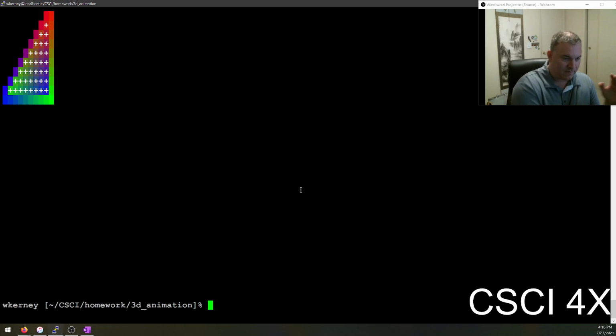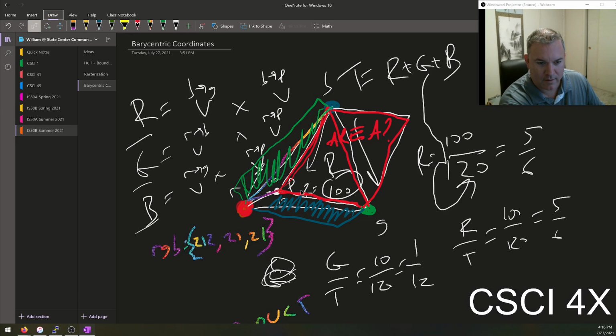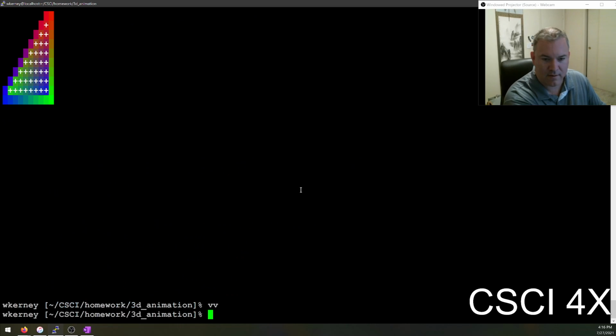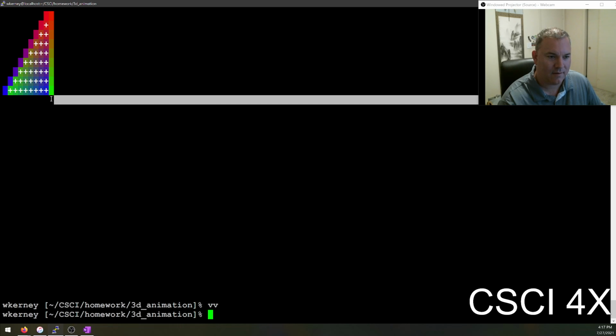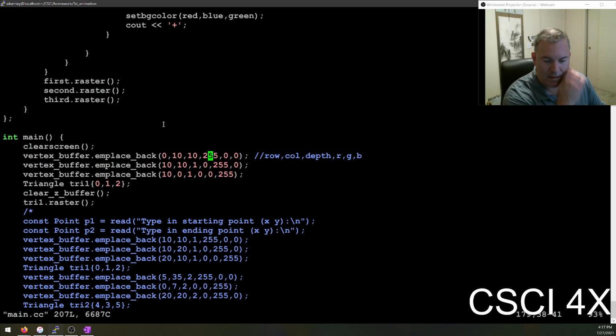Okay, the first point is at row 0, column 10, and it's red. The second one is at 10, 10 and is blue. Oh, maybe the line rendering's backwards. Look at that. Yeah. 10, 10 is supposed to be blue, and it's green. Is the line rendering doing its own rasterization? It is. It's got a separate rasterizer. Oh, that's probably where we should be looking.